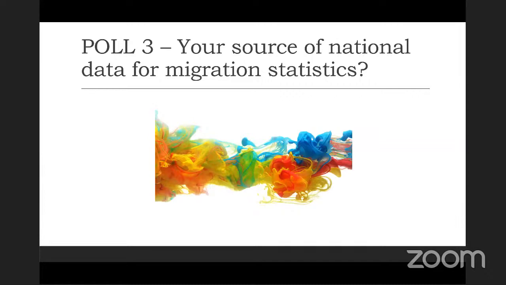I can see from here we have 53% relying on international organizations as a source of national data on migration statistics, followed by national organizations and regional organizations playing a role. That's good. Followed by academic resources. That's good. We have a lot of work to do on the academic side, if we're to be a reliable source of data. Good to know. And civil society organizations as well. So good to see that.